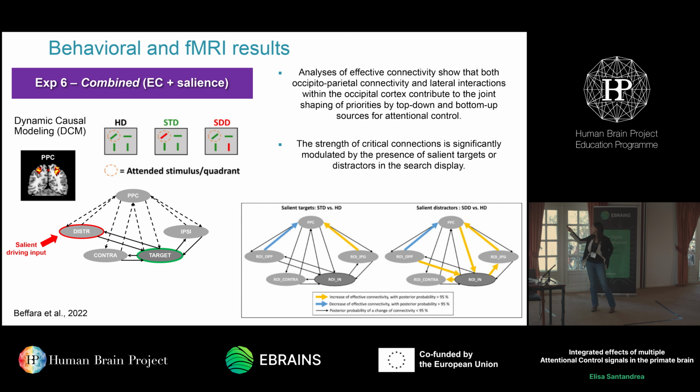So if it is the salience of the target, it contributes to the strengthening of some of the connections. For example, the one linking the posterior parietal cortex with the quadrant encoding the target. But then, if you have a saliency signal which is related to the distractor, then this changes the lateral connections within the occipital cortex, and in particular, it acts on the competition between the two relevant quadrants, the one hosting the target and the one hosting the distractor.